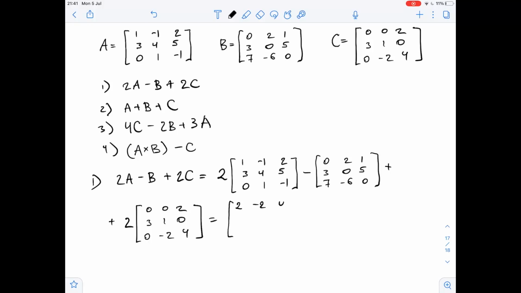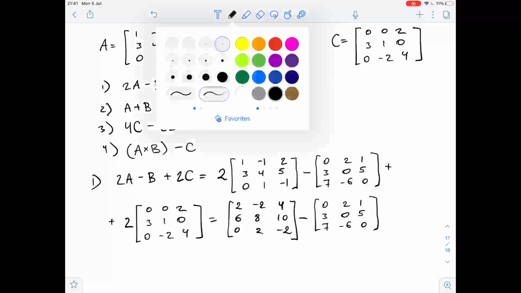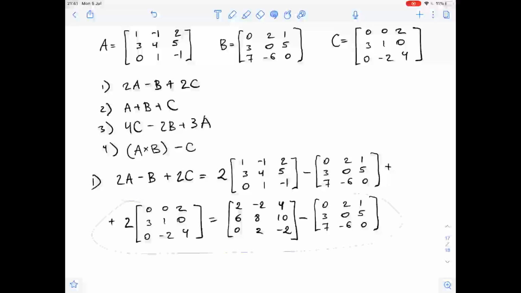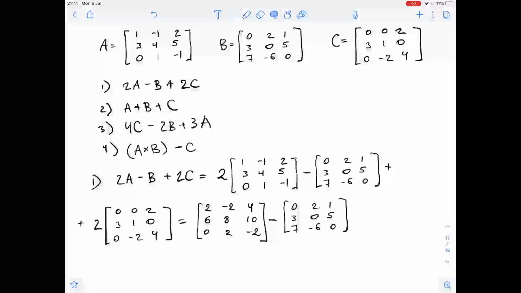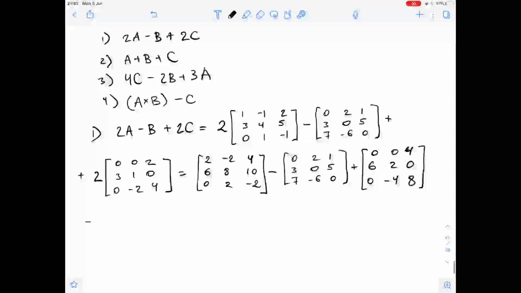So we get 2, negative 2, 4, 6, 8, 10, 0, 2, negative 2, minus matrix B stays the same, and plus, so we multiply matrix C by 2 as well, so we get 0, 0, 4, 6, 2, 0, 0, negative 4, 8. Now let's do the addition.